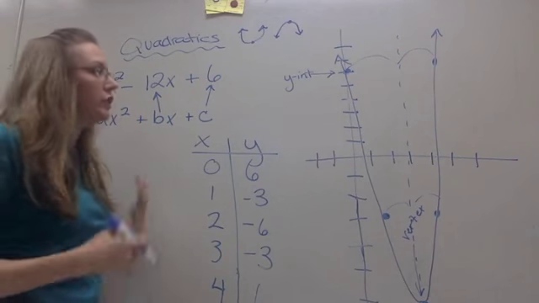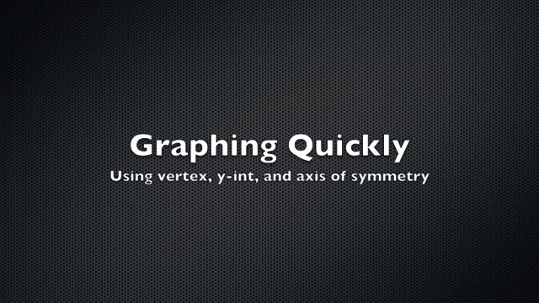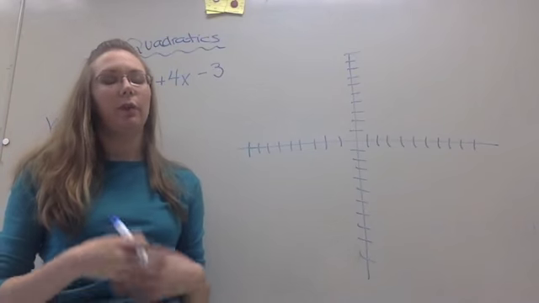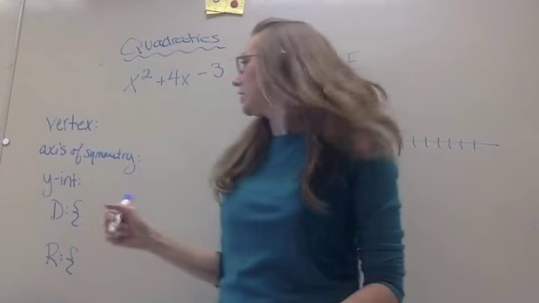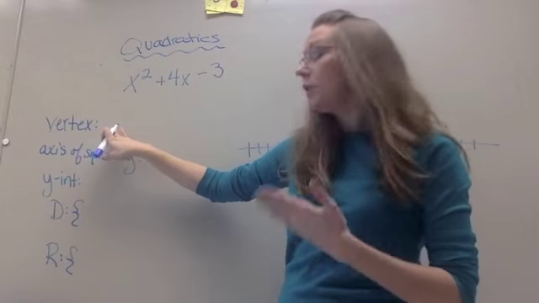Let's look at a quicker way to graph these without having to do a table every single time. To graph quadratics quicker without having to make a table every single time, there are some shortcuts. And the way that you're going to want to do this is to find these pieces first. Your vertex, obviously, is going to be your minimum or your maximum.